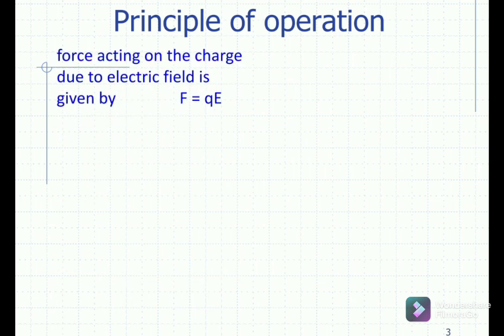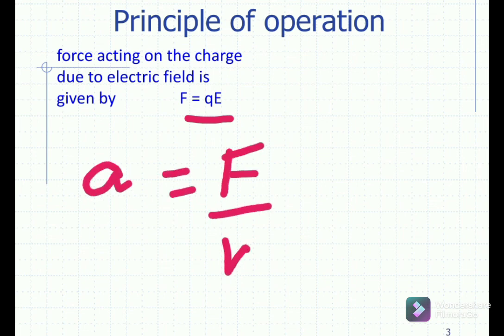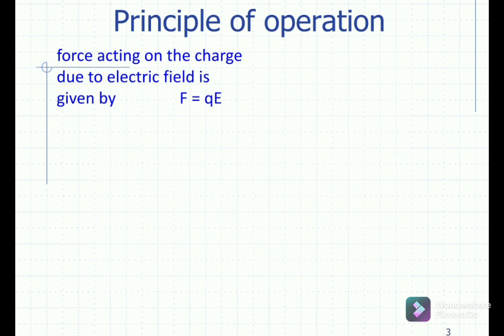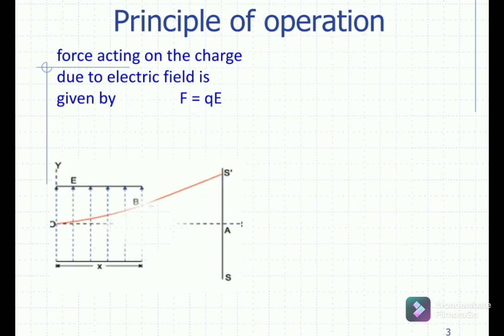When a charged particle is moved in an electric field, it will experience a force F equals to QE. Due to this force, it experiences an acceleration a equals to F by m, that is QE by m. It will experience this acceleration, and what will happen? It will move with a greater velocity towards the positively charged plate.